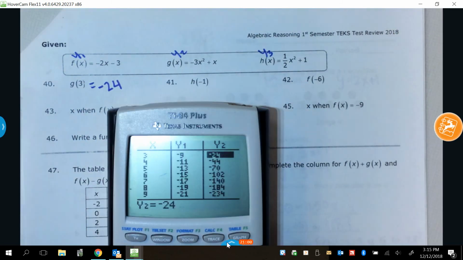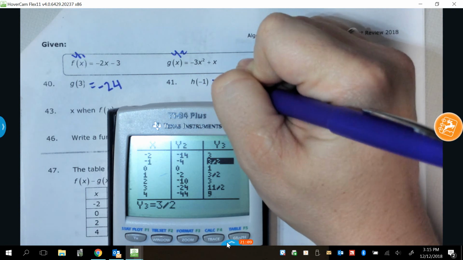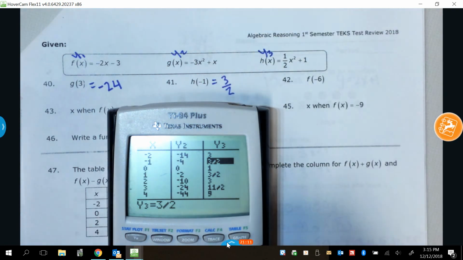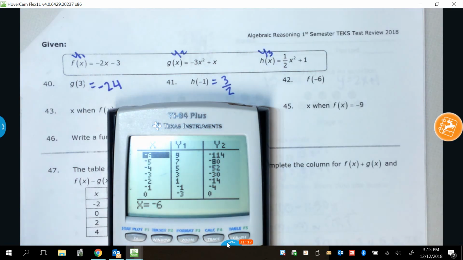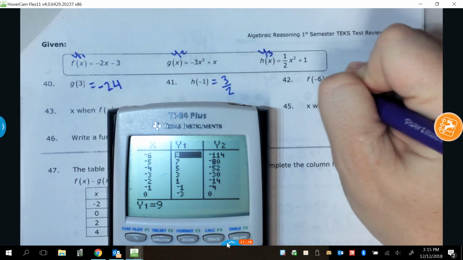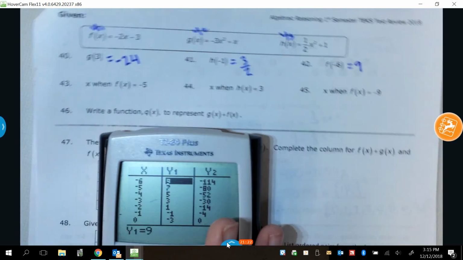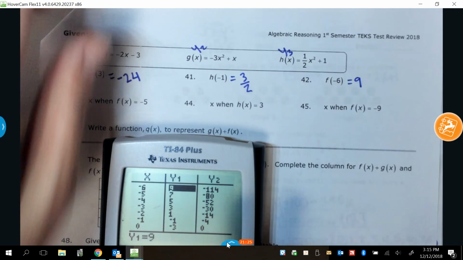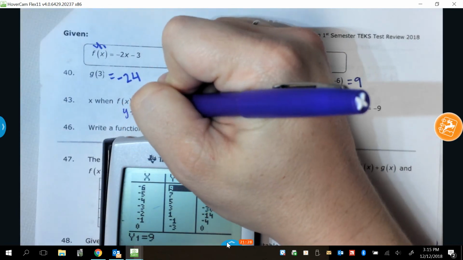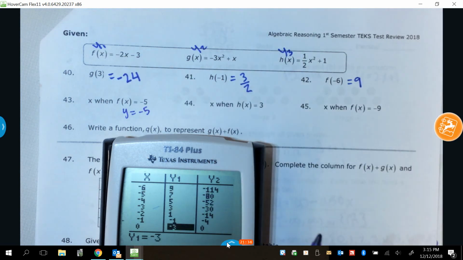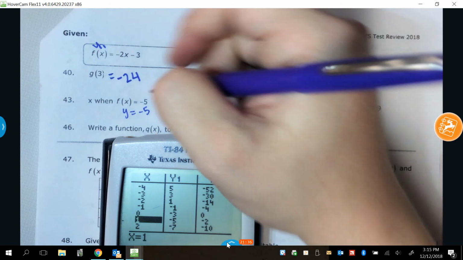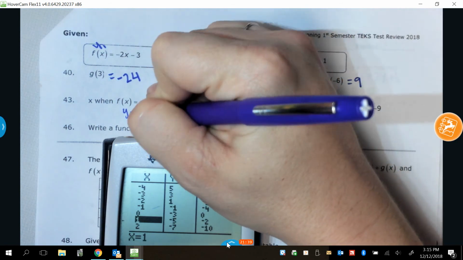Okay, now I'm going to find h of negative 1, so go back to x, find negative 1, and I'm going to h, which is on my y3, so that's 3 over 2. Now I need to find f of negative 6, so let's go to negative 6, and f is in y1, so this is 9. Now it says find x. Remember, f of x just means y equals negative 5. So in the f, f is in y1, I'm looking for negative 5. So there's negative 5, my x is 1, x equals 1, there's that one.